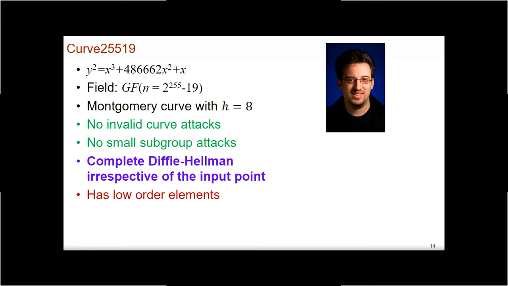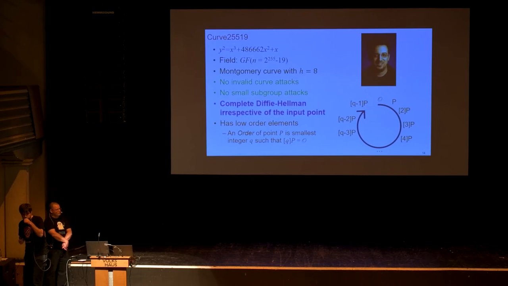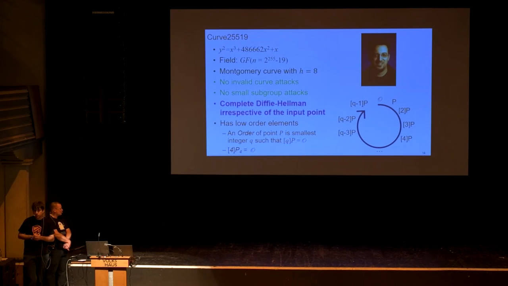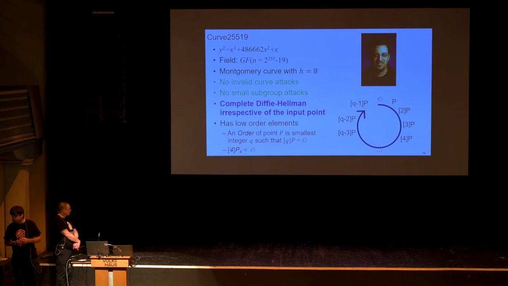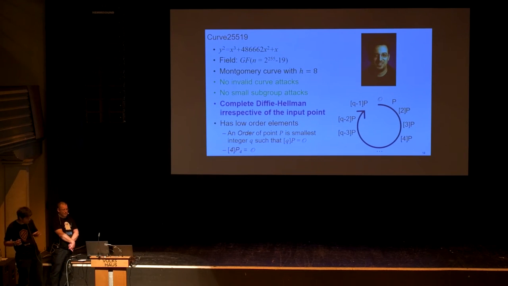Now, it also has low order elements, because it has an even cofactor. So first of all, what's an order of an element? An order of a point p is the smallest integer q, such that q times p equals infinity. So it's how many times do we need to add p to itself in order to get back to the point of origin. And moreover, because we have an even cofactor, we must have elements of order 2, 4, and 8. And for this talk, we'll care about p4, the order 4 element. I'll denote it as p4. And remember that 4 times p4 equals infinity. This would be very useful later.